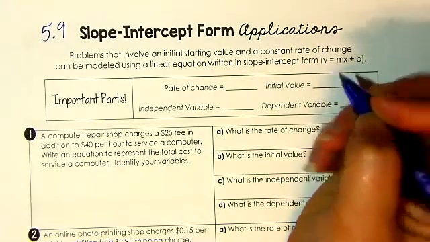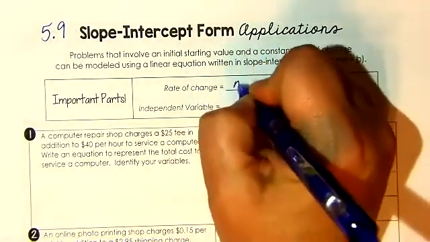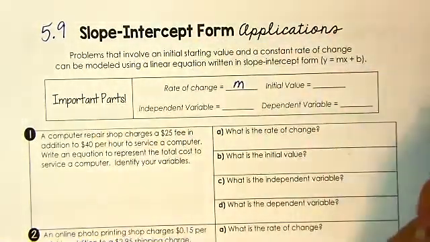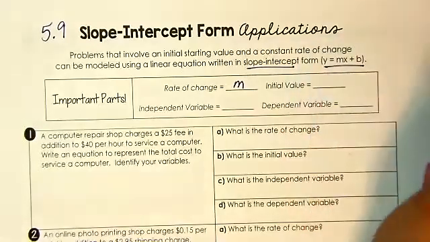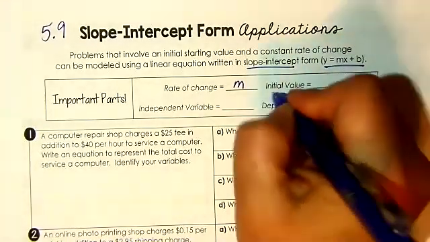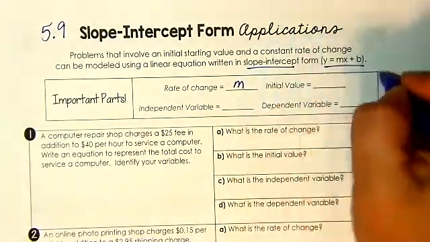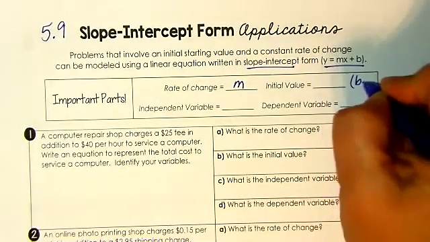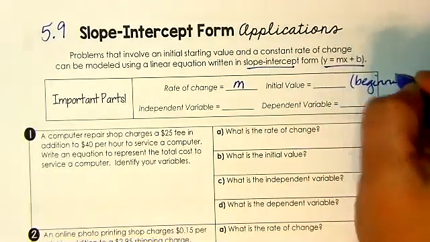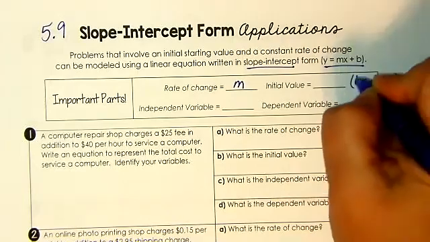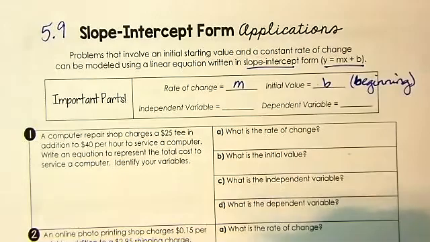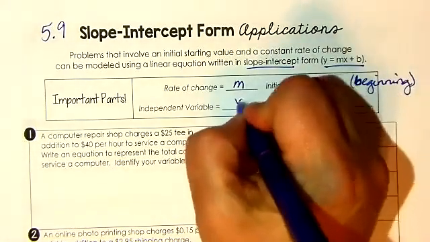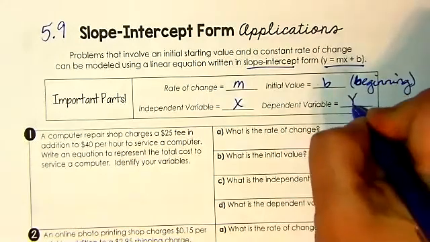So important things to remember, okay? The rate of change is the m of the slope-intercept form. Remember that the slope-intercept form is y equals mx plus b. The initial value, or what I sometimes refer to as the beginning, is the b, because this is b, the initial value is beginning, b. The independent variable is x, the dependent variable is y.